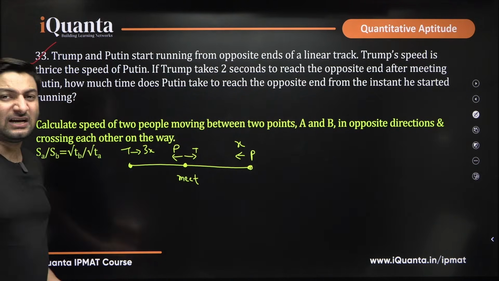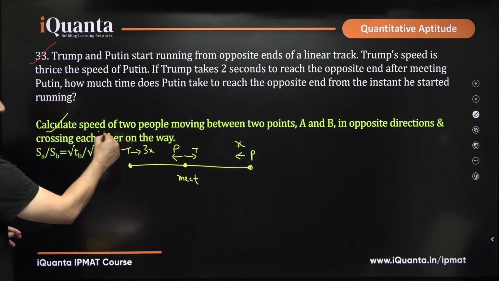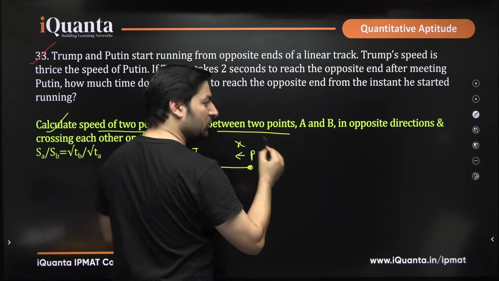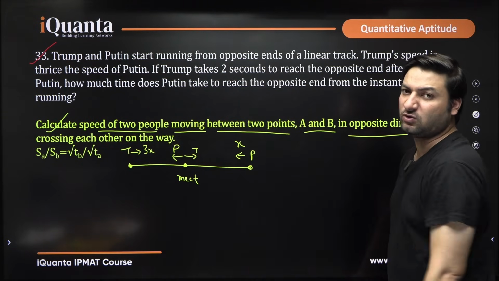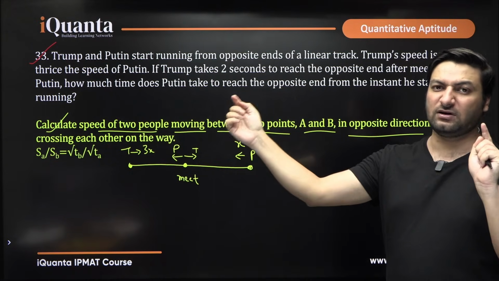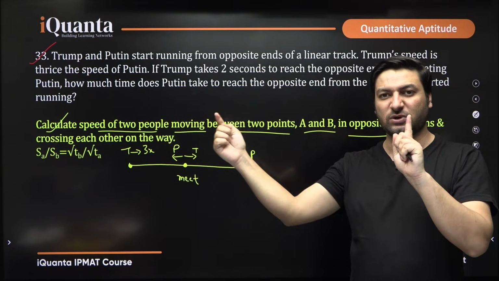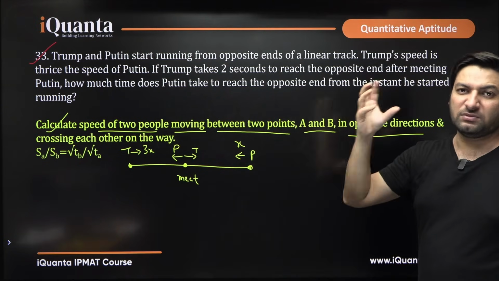This is a classic case when you are asked to find the speed of two people moving between two points A and B in opposite directions and crossing each other on the way. Whenever there is a time speed distance question where two people are running simultaneously from opposite ends towards each other and crossing each other, you have to remember this classic case.